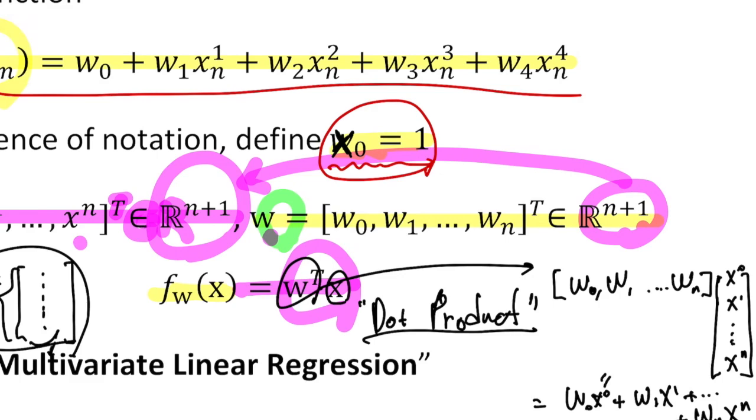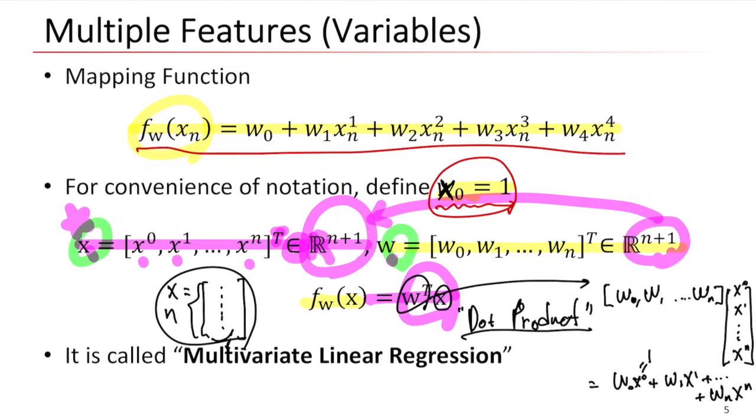Because we define X0 is equal to 1, this is exactly the same as this mapping function, right? So this mapping function is called the mapping function for the multivariable linear regression problem.